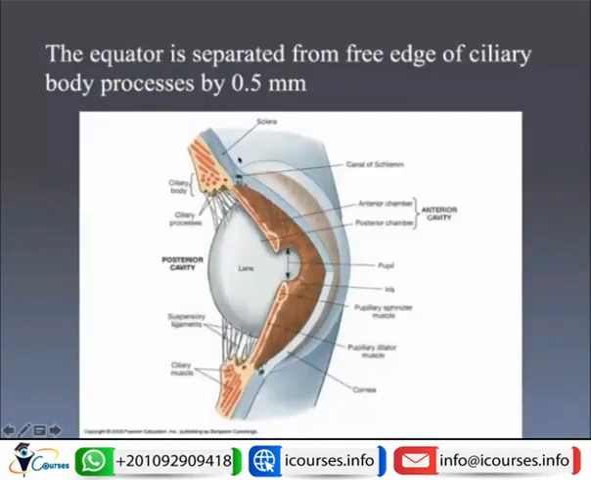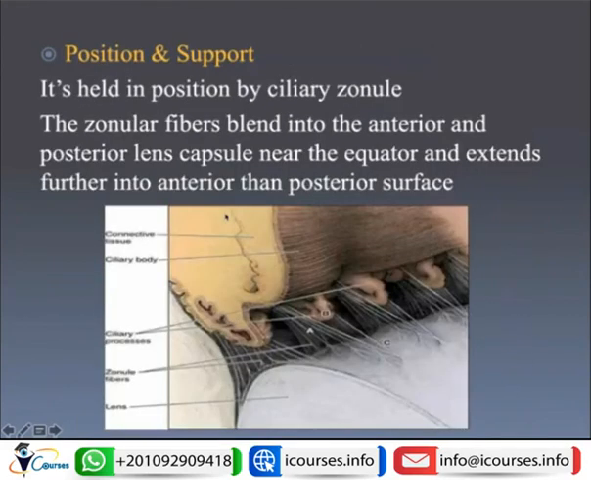The equator is separated from the free edge of the ciliary body by about 0.5 millimeters. So this is the ciliary body, and the lens is separated from it by about 0.5 millimeters. So what holds the lens in its position? There are suspensory ligaments, called the ciliary zonule, or zonule of Zinn. They attach the lens to the ciliary body. That's how they maintain the lens in its position, just behind the iris and in the lenticular fossa.